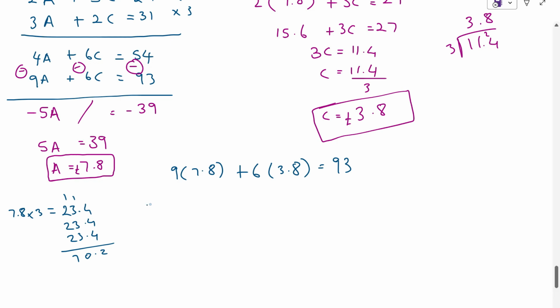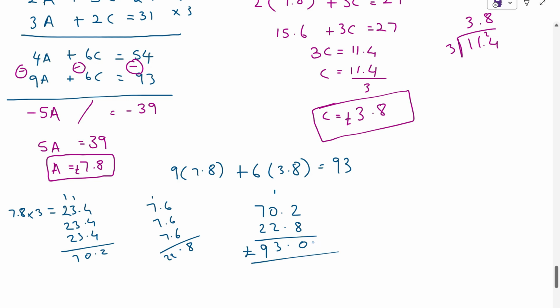3.8 times 2 is 7.6. Times that by 3, 22.8. So 70.2 plus 22.8 gives us 93. Okay, so this value for A and C is correct.